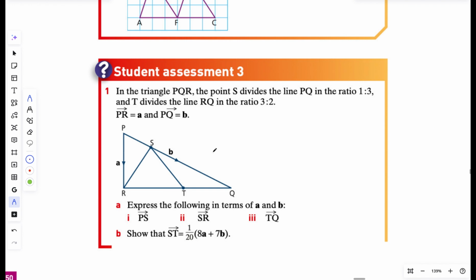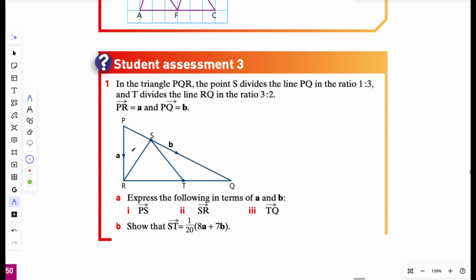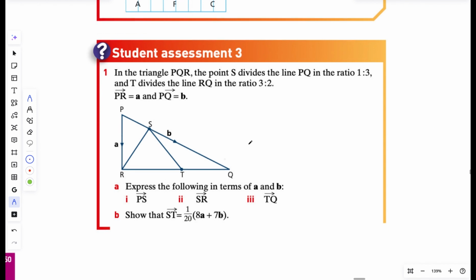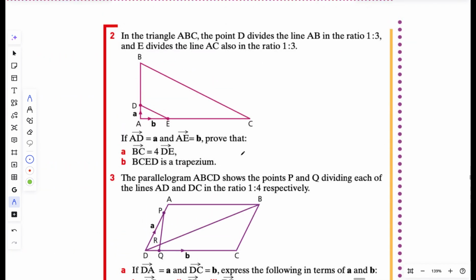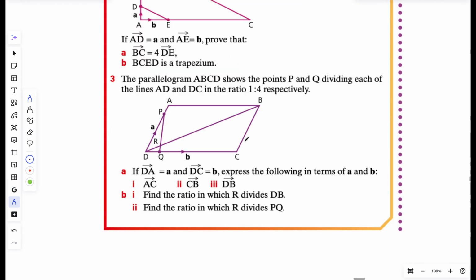Pause the video and go through like this one. Try this one and see. They also give you something to show that ST is 1 over 20 or whatever. So you can see this one is very similar to what we solved just now. So try, pause the video, try and solve all of them, practice all of them.